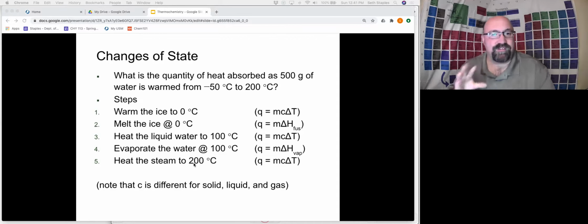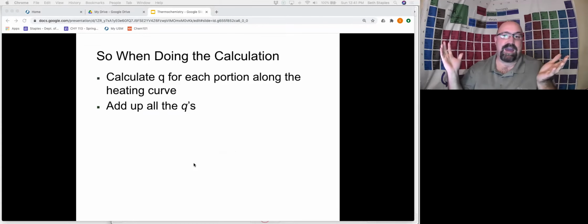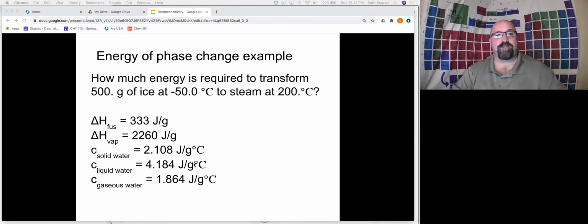And so to perform this calculation, to actually find out what quantity of heat is necessary for 500 grams of water to be warmed from -50 to 200, we would just calculate each one of these 5 different steps, and then we add them up. That's all we have to do. So let's actually perform this calculation. Let's look at the amount of heat that's going to be required to do this.